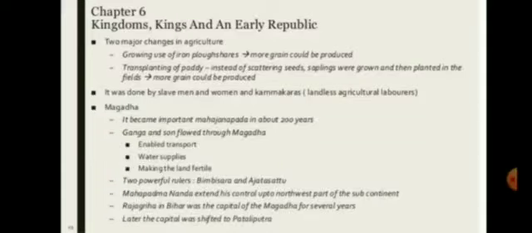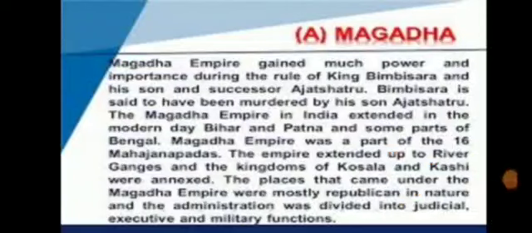So the two more powerful rulers of Magadha are Bimbisara and Ajatasattu. Magadha Empire gained much power and importance during the rule of King Bimbisara and his son and successor Ajatasattu. Bimbisara is said to have been murdered by his son Ajatasattu. The Magadha Empire in India extended in modern-day Bihar and Patna and some parts of Bengal. Magadha Empire was a part of the 16 Mahajanapadas. The empire extended up to river Ganga and the kingdoms of Kosala and Kashi were annexed.